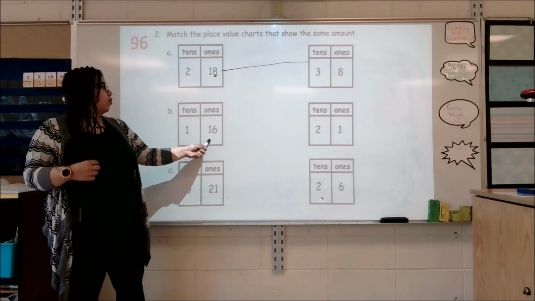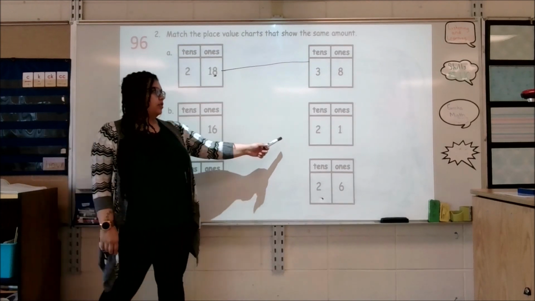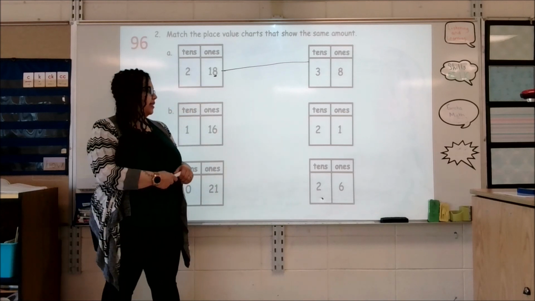What matches this here? 1 ten and 16 ones. Is this the same as 2 tens and 1 one or 2 tens and 6 ones?